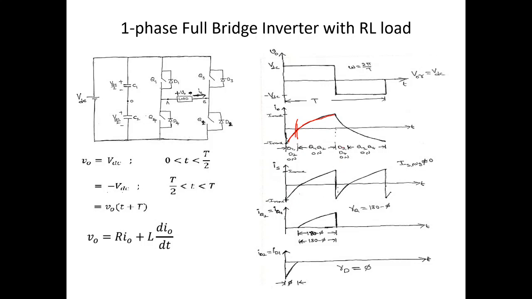Source current is also shown here. Source current is this way. So you can see for each conduction case how the source current would be, and what is the relation between source current and load current. So please find, and finally you will observe this kind of waveshape for the source current.